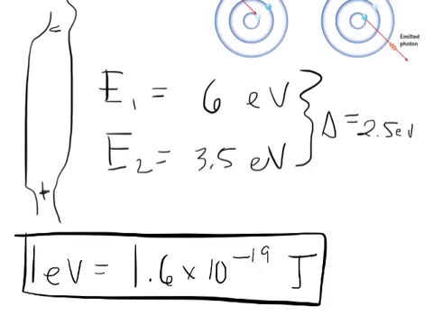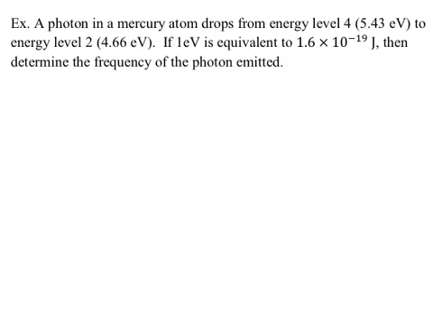Okay? Let's take a look at an example for today and then we'll be finished. One example for today. A photon in a mercury atom drops from energy level 4 to energy level 2.